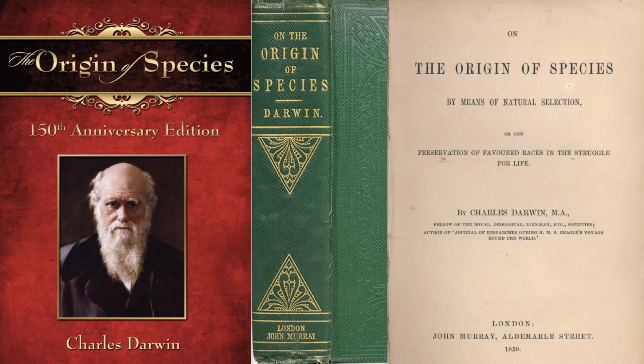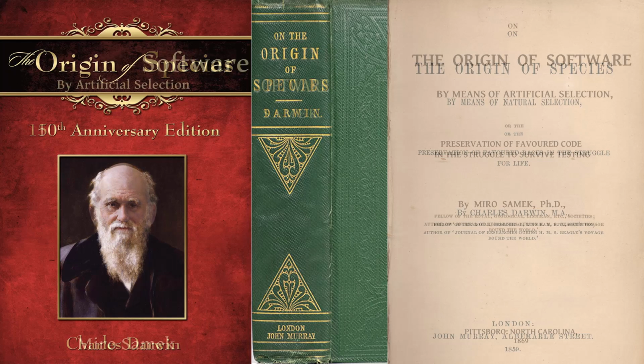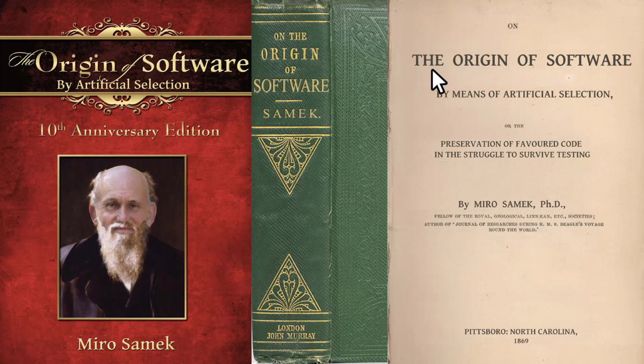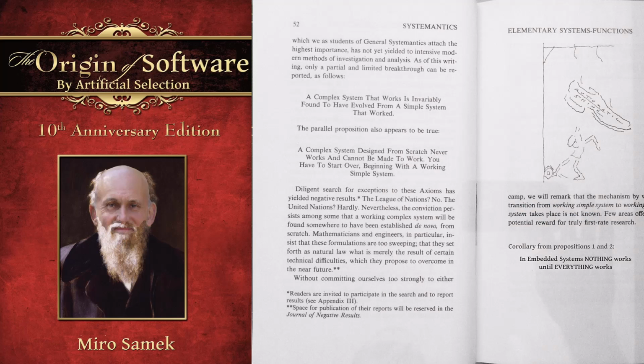A little-known scientific fact is that shortly after Darwin's publication, another, lesser-known author published On the Origin of Software by Means of Artificial Selection, with the subtitle Preservation of Favored Code in the Struggle to Survive Testing. In this work, which frankly was far ahead of its time, the author, yours truly Miro Samek, generalized Darwin's ideas to software development. Here are the three most important findings from that forgotten book.